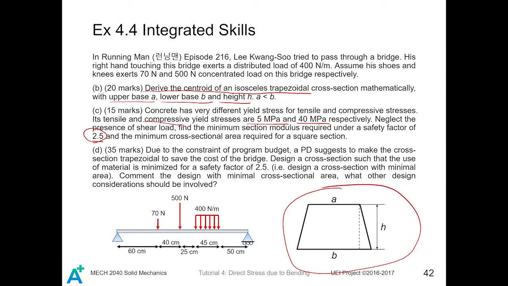Besides, due to the constraint of the program budget, a PD, program director, suggests making the cross-section trapezoidal to save the cost of the bridge. So they want to have the minimum usage of material such that they can save money for building the bridge. Design a cross-section such that the use of material is minimized for a safety factor of 2.5. You want to design the bridge such that the minimum cross-sectional area is attained. You are also required to think: what other design considerations should be involved?